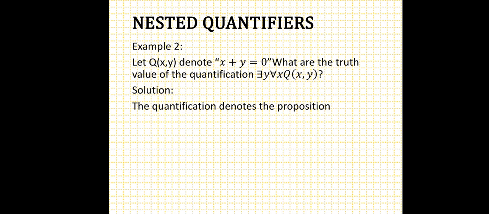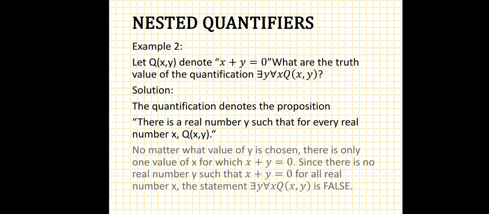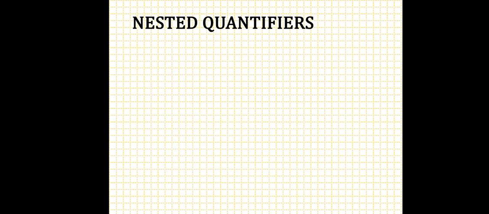So, simply to say, yung quantification natin, din sa proposition, there is a real number y such that for every real number x is Q of x y. No matter what value of y is chosen, there is only one value of x for which x plus y is equal to 0. Since there is no real number y such that x plus y is equal to 0 for all real number x, the statement there exists y for all x is false. Bakit siya false?